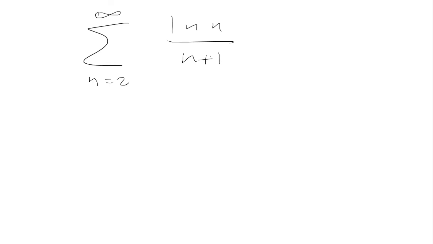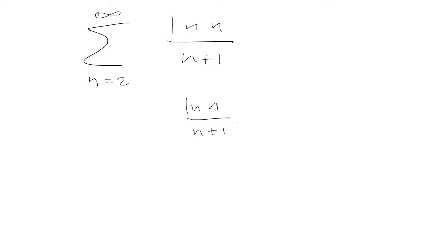Let's use a direct comparison test for the following series. You have a sum from n equals 2 to infinity, ln of n over n plus 1. This looks very similar to 1 over n, so we would expect this to diverge. And whenever you expect things to diverge for the comparison test, you want to find something smaller. So if you can show that something smaller diverges, then this series will also diverge. Okay, so how do we get something smaller?